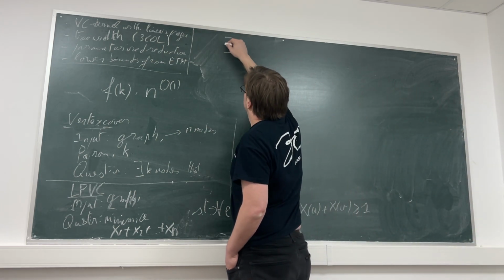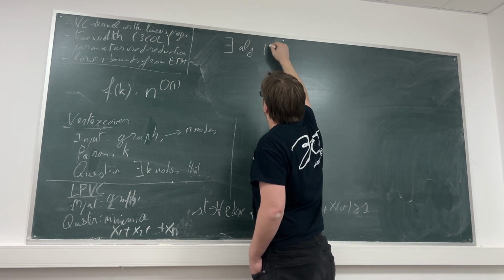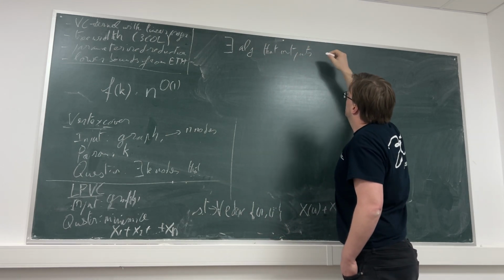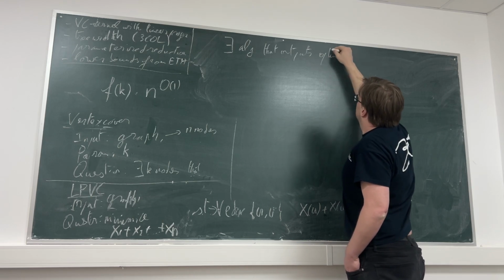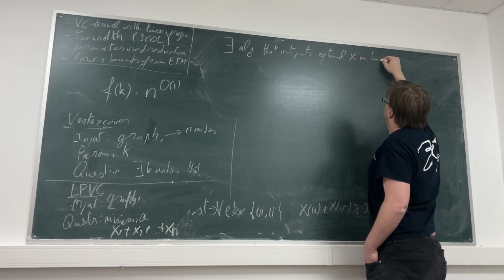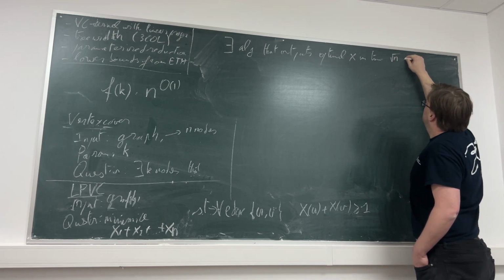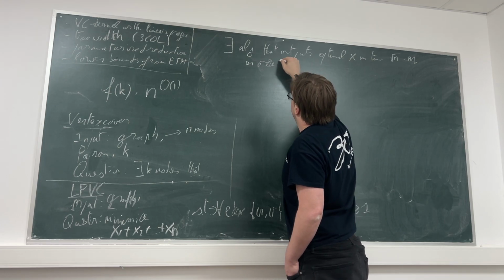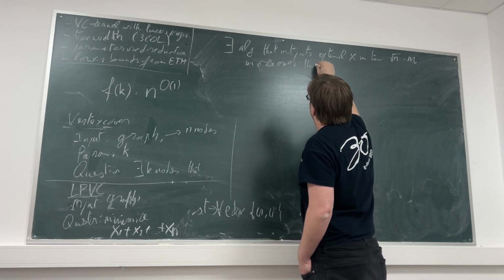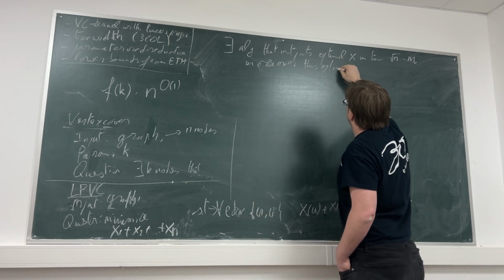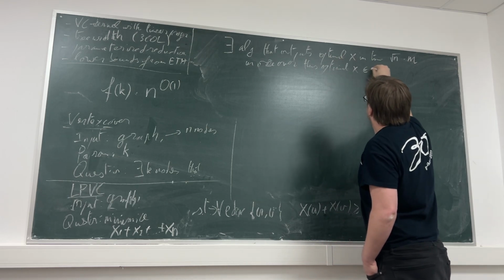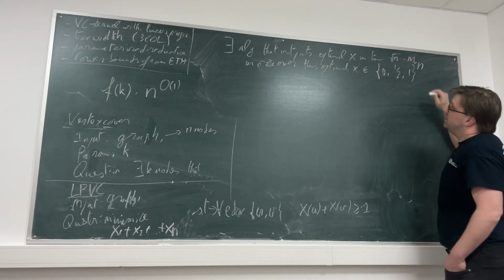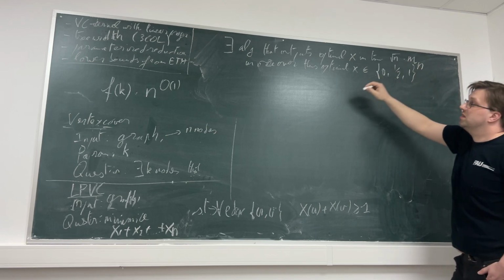So there exists an algorithm that outputs optimal x in time square root of n times m. Moreover, this optimal x belongs to {0, 1/2, 1} to the power n, where n is the number of nodes. So that's our next theorem.